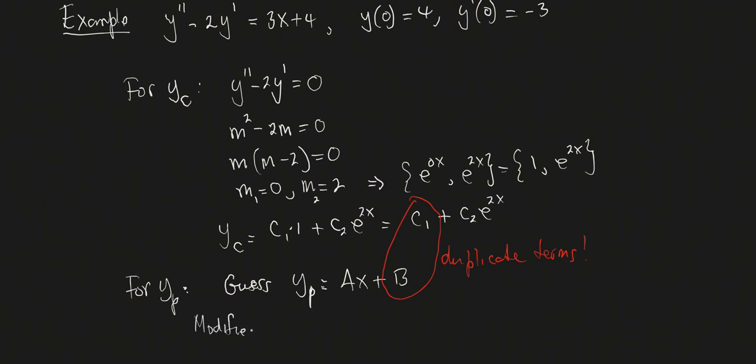So modified guess y sub p. So what do we do? We take everything that we have here because it has the right spirit. It's in the right ballpark, but not quite specific enough. So we take the ax plus b, apply our modification process, and multiply by x. So x times the quantity ax plus b. So this is now going to be my guess. This is what I'm going to work with. Ax squared plus bx.